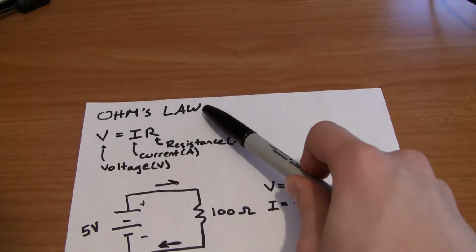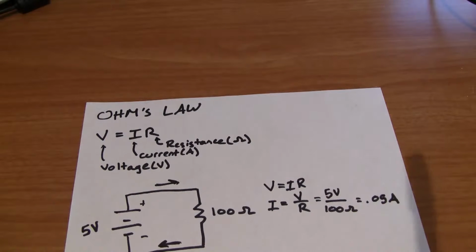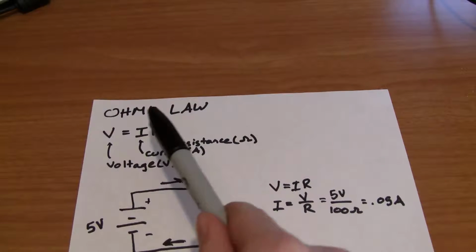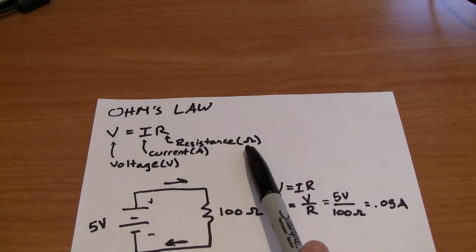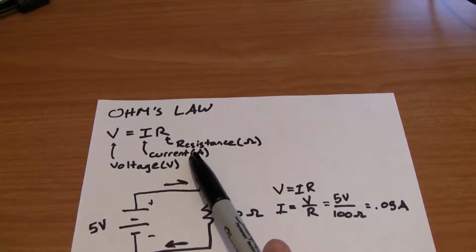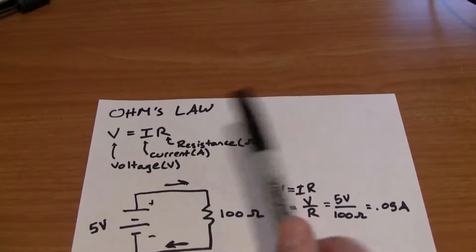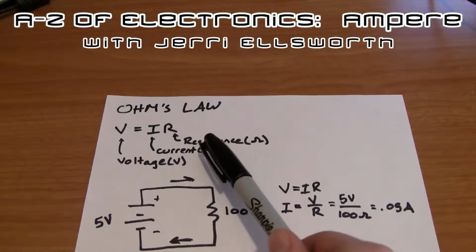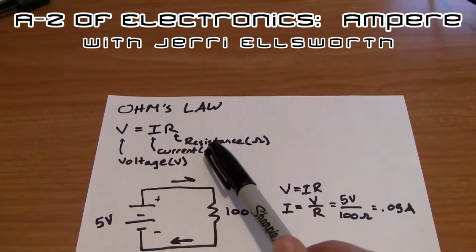Okay, let's talk Ohm's law. Ohm's law is probably the most important law you'll ever learn about electrical engineering. It's very simple. All it says is that voltage equals current times resistance. Resistance is measured in ohms, current in amperes or amps, and voltage in volts. If you want to learn a little bit more about current, I'll refer you to Jerry Ellsworth's video on the topic. It's really quite good.